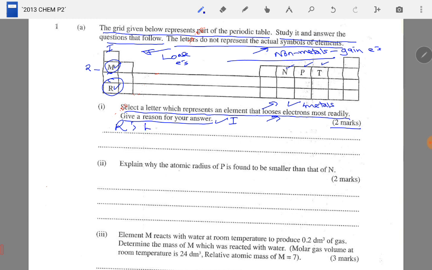The reason is it has the largest atomic radius. Hence, the electrons on the outer energy level are loosely held.